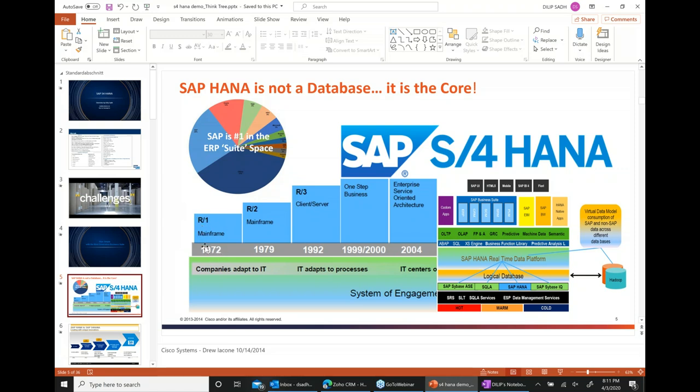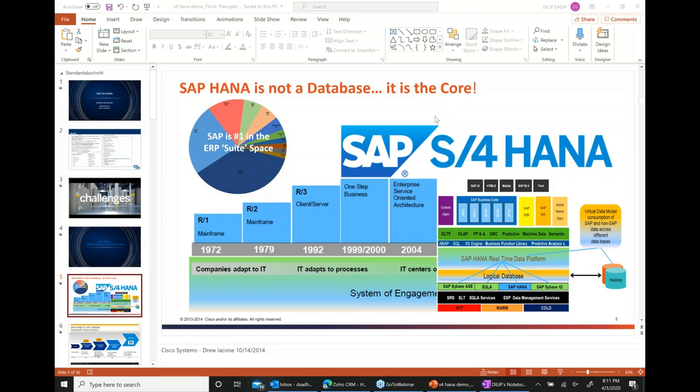Now when we look at this, this is the evolution. SAP R1 came in 1972. Then SAP R2 came in 1979. Then SAP came with SAP R3, which was a client server architecture, in 1992. SAP R1 was based upon mainframe. SAP R2 was based upon mainframe, and then came SAP R3, which is based upon client server architecture.